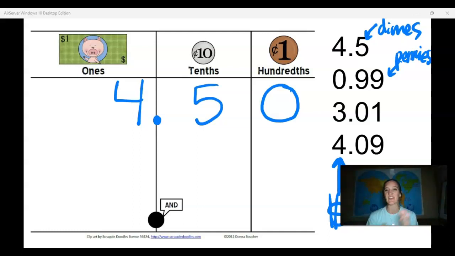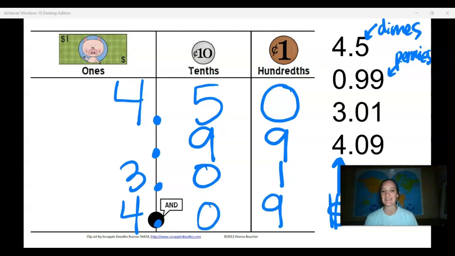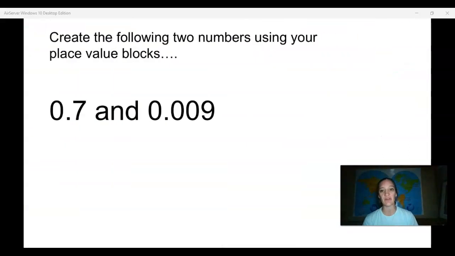That's kind of how the place value works, and it's the same. It takes 10 pennies to equal a dime, and 10 dimes to equal a dollar. So the place value is the same if you want to think money. Here we have 99 cents, which is 9/10 and 9/100, $3 and 1 penny, and this would be $4 and 9 pennies, or $4.09.